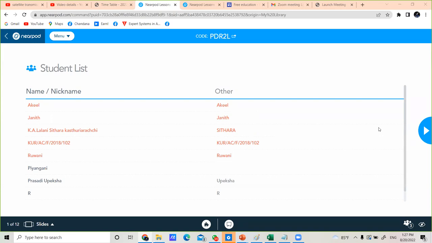Here is the first join code. If you are unable to join through the first join code, here is another join code. I am giving another one. This is the second one. Using either join code, you can join the system. The first join code has 10 or 11 students. Then what happened to the others? Try to join the system here.